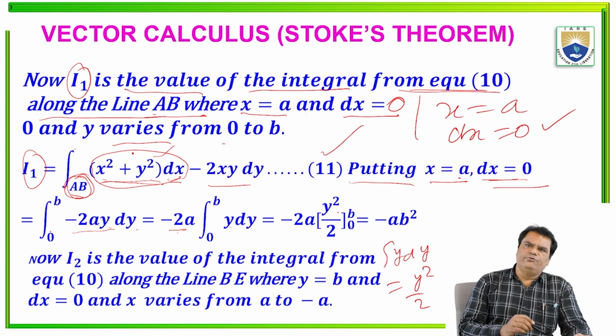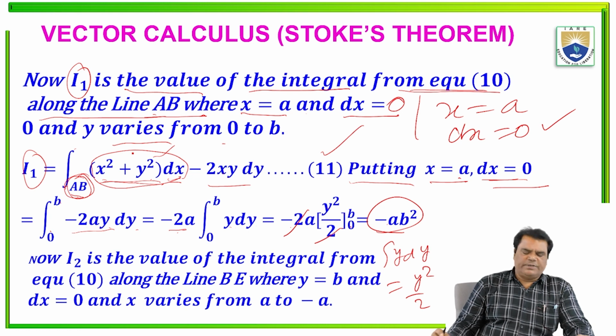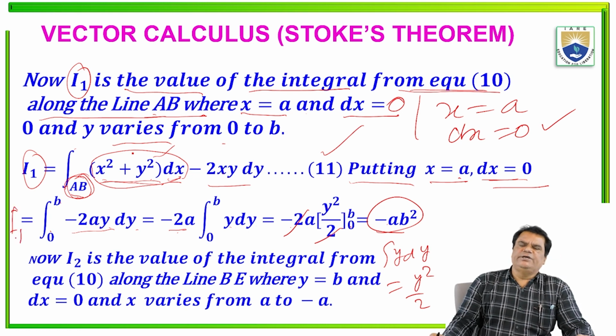The limit is 0 to b, upper limit b and lower limit 0. Putting y equal to b, the minus 2 cancels, leaving minus a times b square. So this is the value of I1, the first integral along A to B.